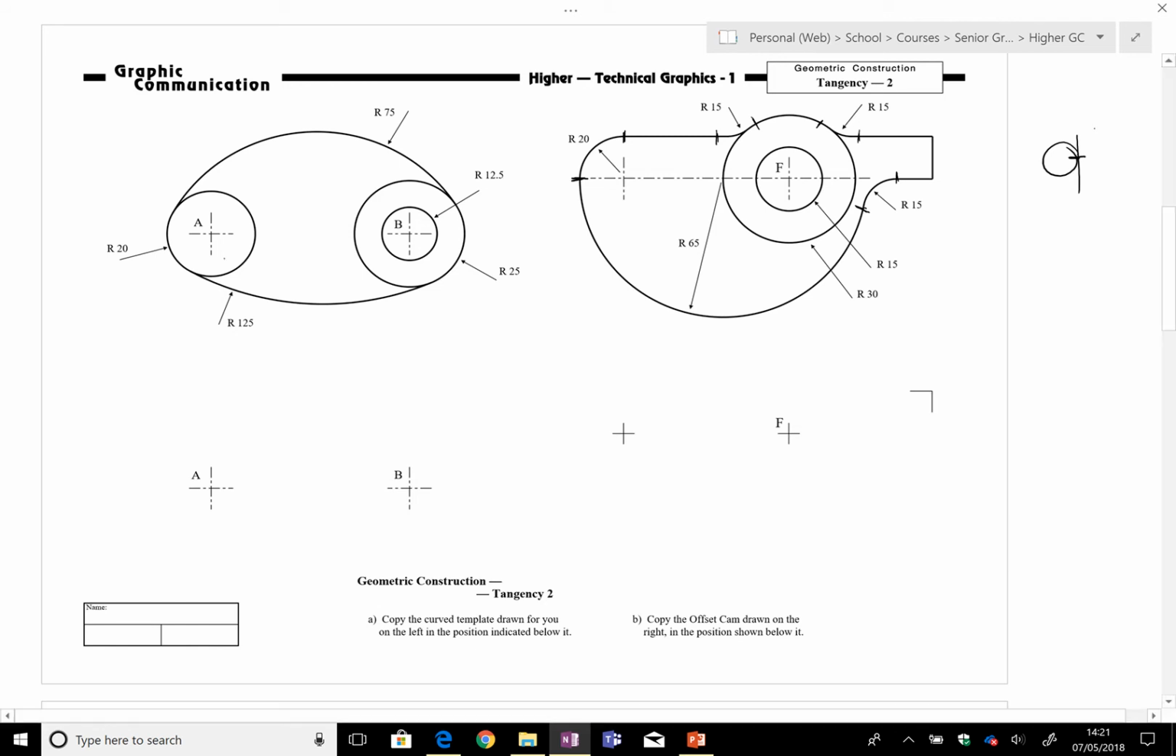So starting with this drawing here on the left hand side of the page, you're given both centres A and B, so you can draw the first circles and then the two circles over here relatively easily. You just set your compass at the size and draw a circle. Once you've got that, we've then got a complicated thing. How do we work out this top circle here?